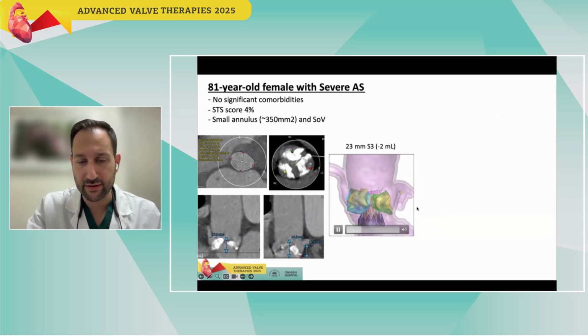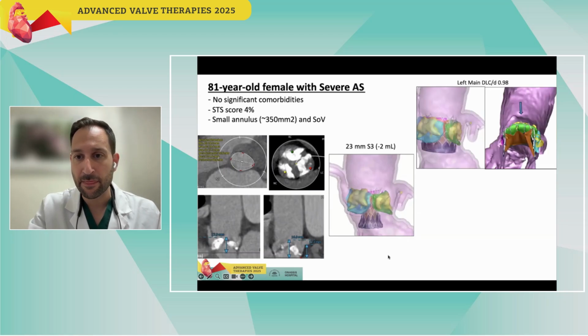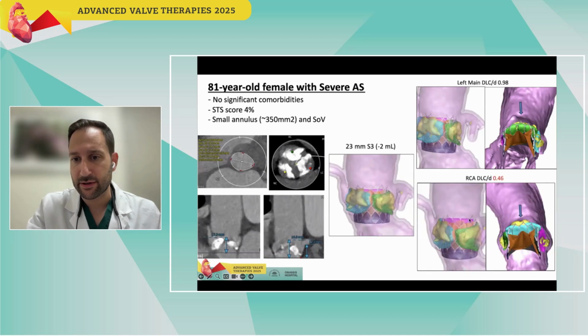So in this case, we simulated a 23 millimeter S3 underfilled by 2 mLs in order to match the annular size and not oversize too much. And you can see that although the left coronary seems to be okay, here the ratio of the right coronary was 0.46, less than 0.7, and you can appreciate that the right coronary artery is almost obstructed, and this was a right dominant circulation.